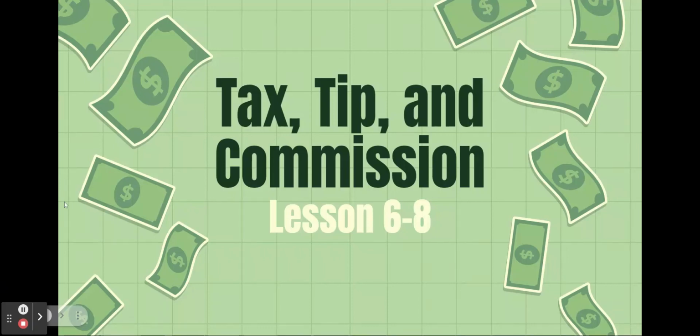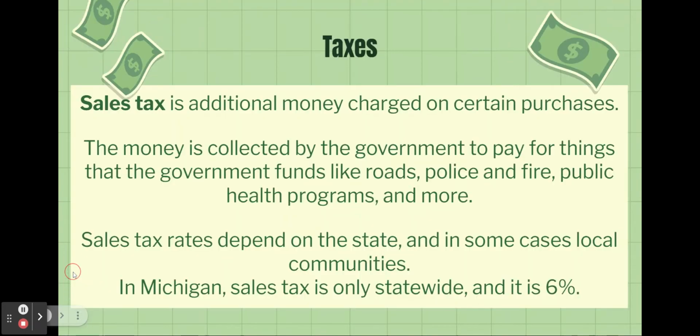Today we are going to learn how to calculate tax, tip, and commissions. We'll start with taxes. Sales tax is additional money charged on certain purchases. Money is collected by the government for things that they fund, like roads, police and fire, and other types of programs. Sales tax rates depend on the location. In Michigan, we only have a statewide sales tax, and the rate is 6%.